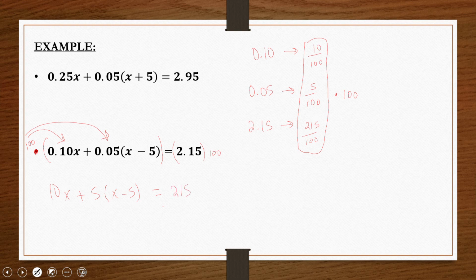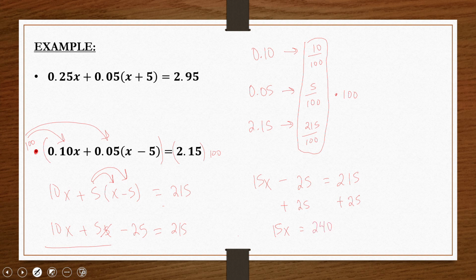So now we've eliminated the fractions. We can approach this using our general strategy. So by distribution, on the left-hand side here, I get 5 times x is 5x, and 5 times negative 5 is negative 25. So we have now two terms on the left-hand side that can be combined. 10x and 5x is going to give me 15x minus 25 here. So now I want to move constant terms to the same sides. By addition, I get now 15x is equal to 240.